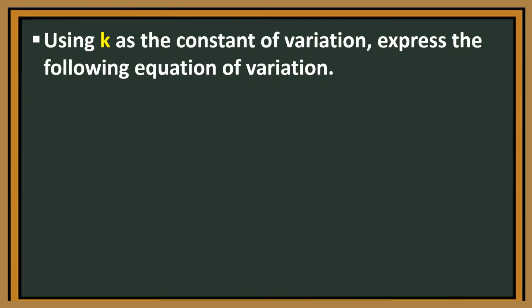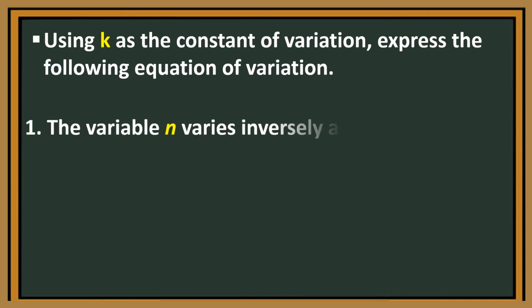Using k as the constant of variation, express the following equation of variation. Number 1. The variable n varies inversely as g. First, we're going to look for the keywords, and that is varies inversely. And then, let us write that in equation. That is n is equal to k over g, wherein k is the constant.